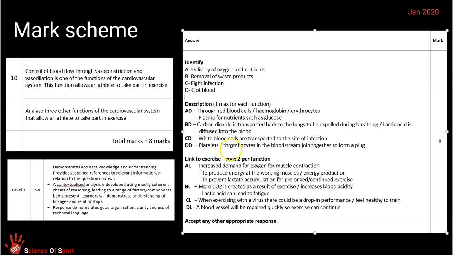But that's quite an involved question, and half of the task is interpreting what they want. They've given you 1, you've got 4 more to choose from, but they want you to analyse them in the context of how it helps you exercise. So you've got to have this bit of it too to gain full marks.